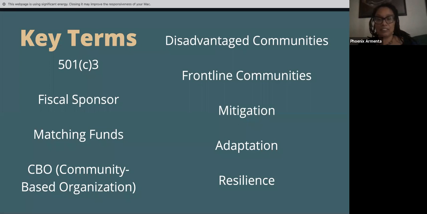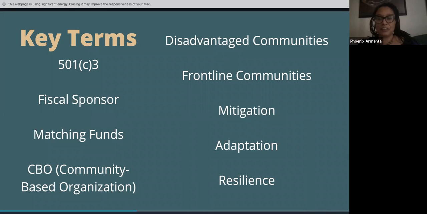Frontline communities are the folks who are going to be first and foremost hit when issues related to the climate crisis are happening. So you have frontline communities in terms of sea level rise, which are folks at the shoreline, who are going to experience it directly.